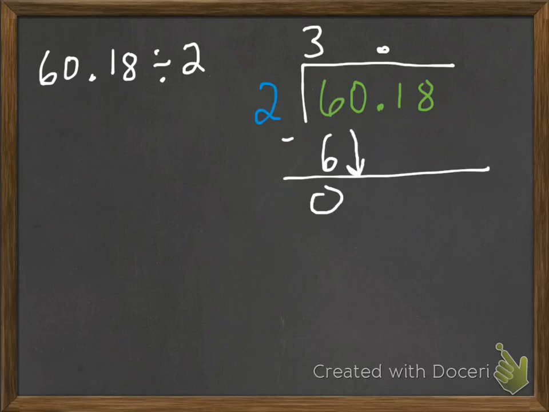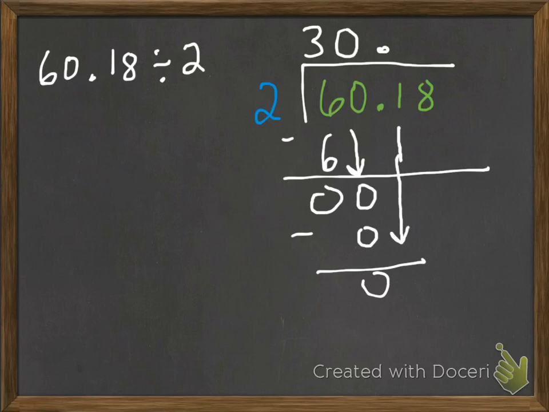Let's go ahead and bring down the next 0. Can 2 go into 0? No, 2 cannot go into 0. So we're going to write down 0. Let's go ahead and multiply. 2 times 0 is 0. Let's subtract. We get 0. Let's bring down the 1 now.